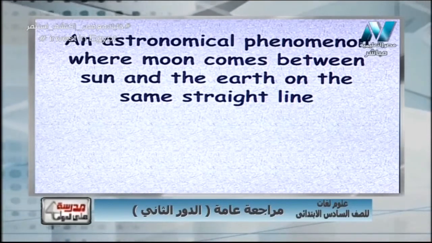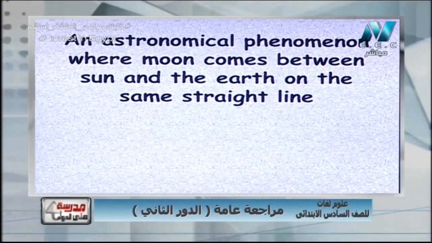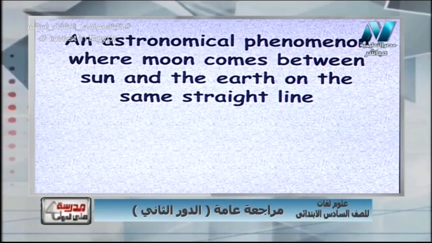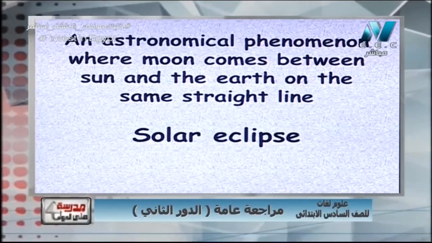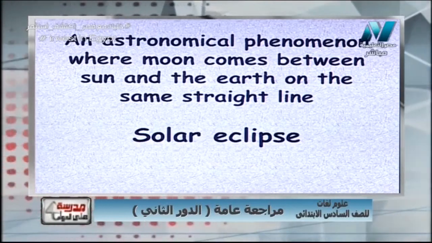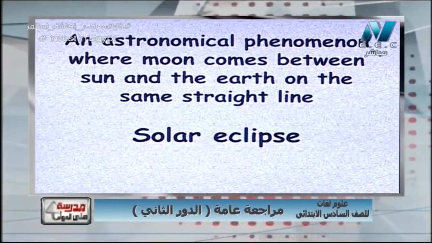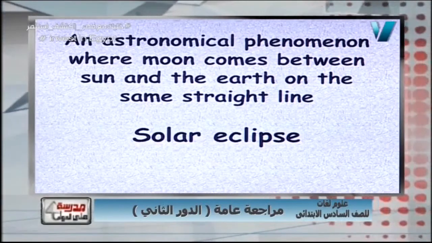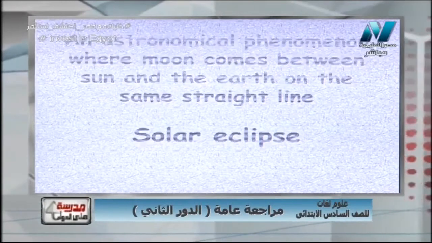An astronomical phenomenon where the moon comes between the sun and the earth on the same straight line. We studied two types of astronomical phenomena this year: solar eclipse and lunar eclipse. When the moon is in the middle between the sun and the earth, sure it will be the solar eclipse. Again, it will be solar eclipse.